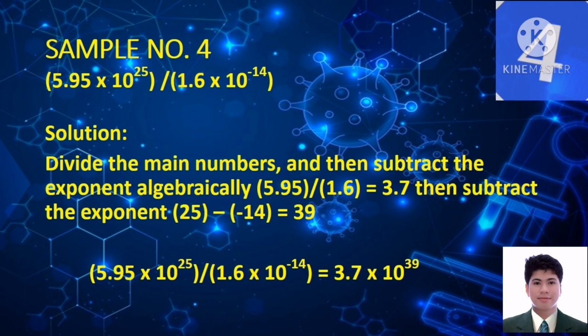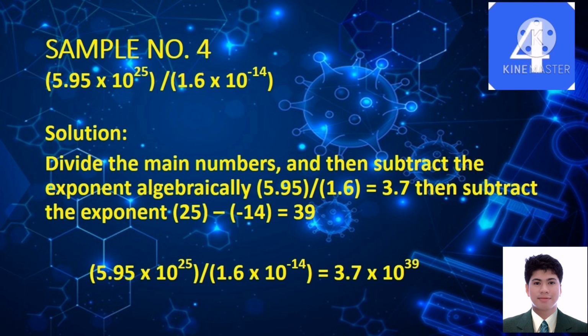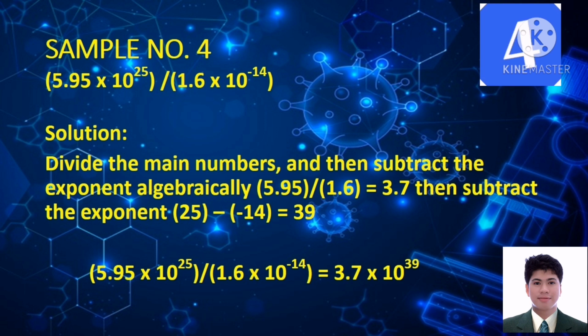Learners, in sample number 4, it is division. 5.95 times 10 raised to 25 divided by 1.6 times 10 raised to negative 14. So learners, what is your answer?